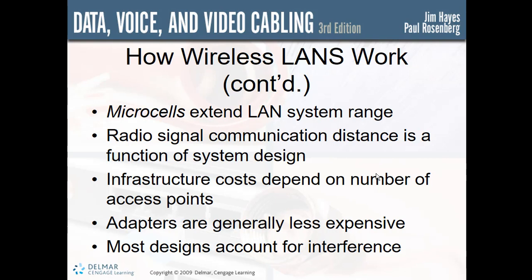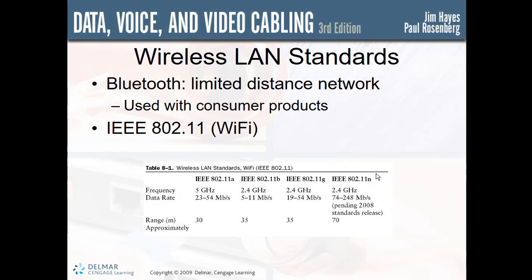Another concern is the co-location of multiple systems. Although co-located systems from different vendors may interfere with each other, others coexist without interference. This issue is best addressed directly with the appropriate vendors, which takes us into the wireless LAN standards.